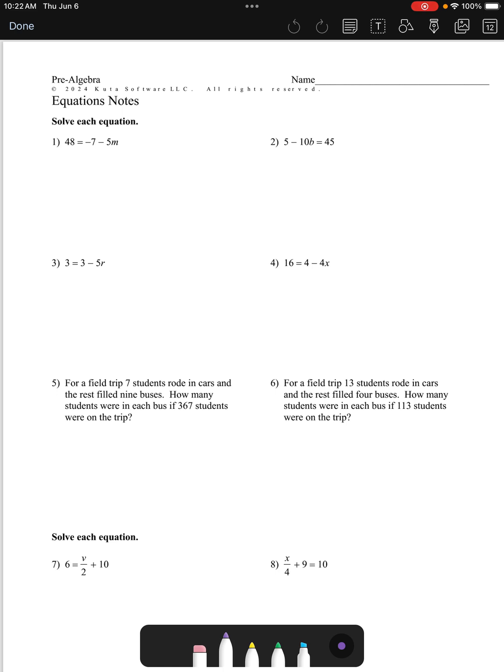In today's video, we are going to begin working on solving equations that take more than one simple step to solve. Today, we're going to focus on the first 6 problems in this new note packet. And all of these problems are going to be done the same way.